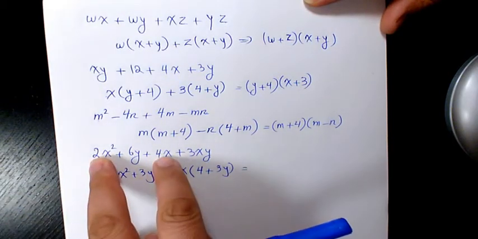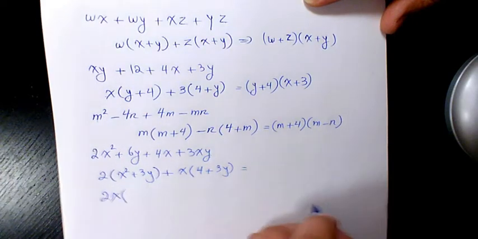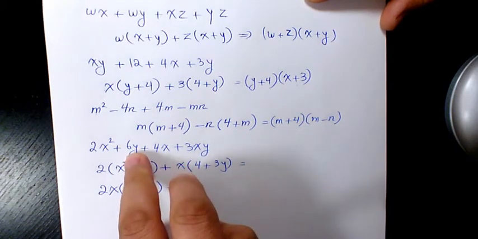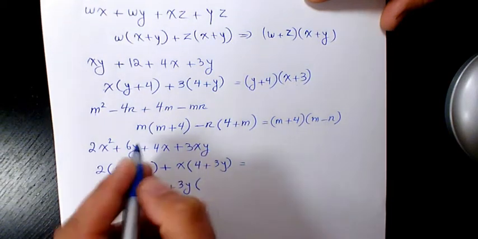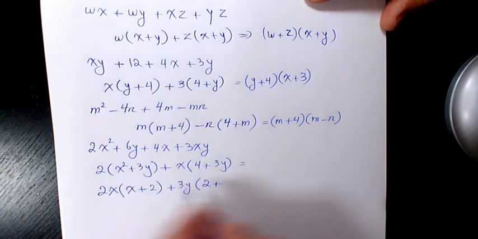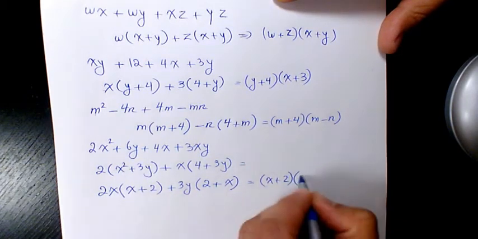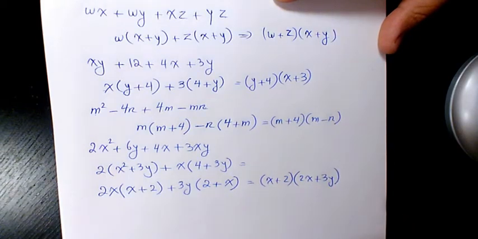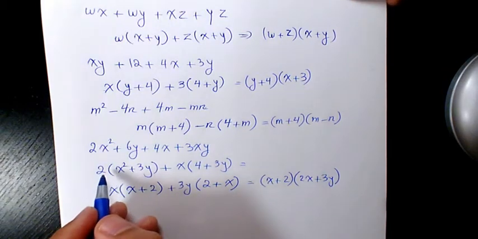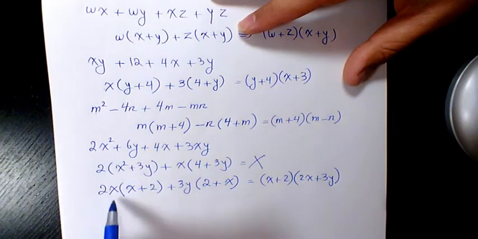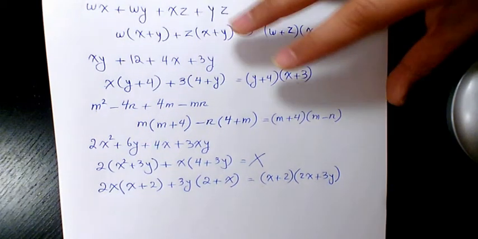So 2x squared and 4x, I can factor 2x there. 2x squared divided by 2x is going to be x. 4x divided by 2x is going to be 2. On this side, you have 6y and 3xy. You can factor 3y. 6y divided by 3y is going to be 2. 3xy divided by 3y is going to be x. So then you can factor x plus 2 times 2x plus 3y. So basically, in this case, you couldn't group factor in the first order, but if we factor 2x in here, that worked, and this is going to be the final answer.